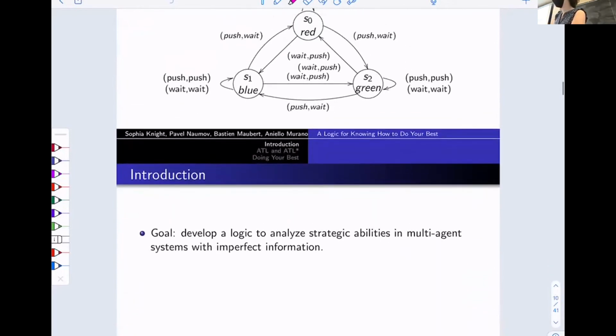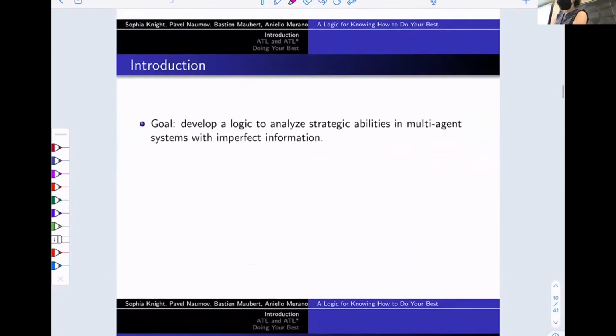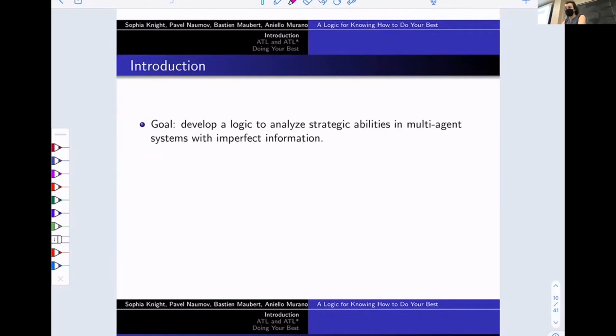So we'll talk more about how we formalize that and add it to the model later, and how it changes what the agents can do. So the goal of this work is to develop a logic that analyzes the strategic abilities of the agents in multi-agent systems with imperfect information.